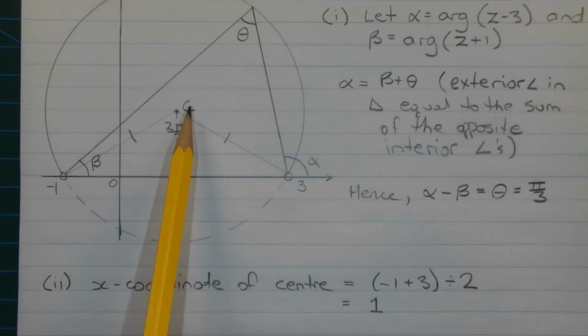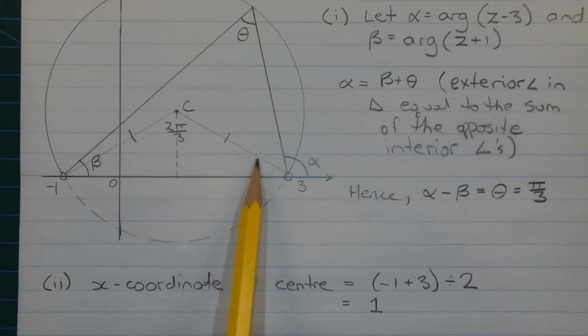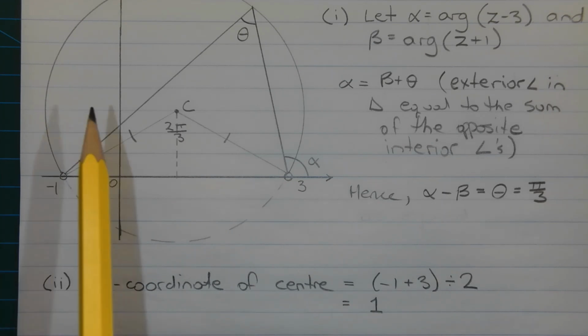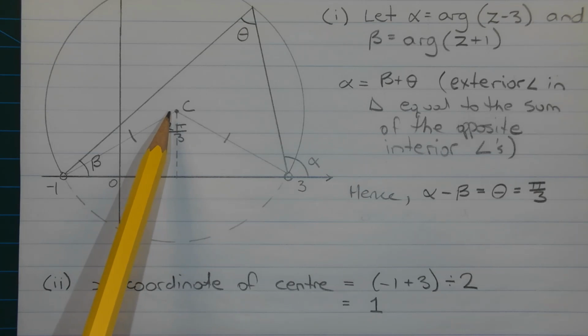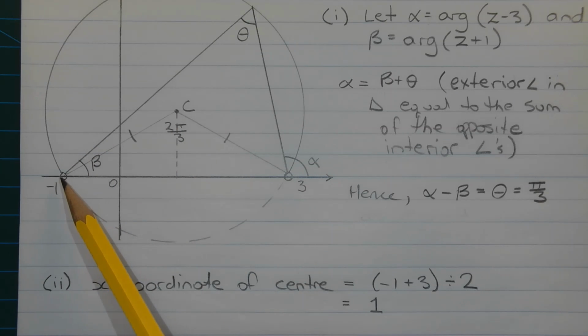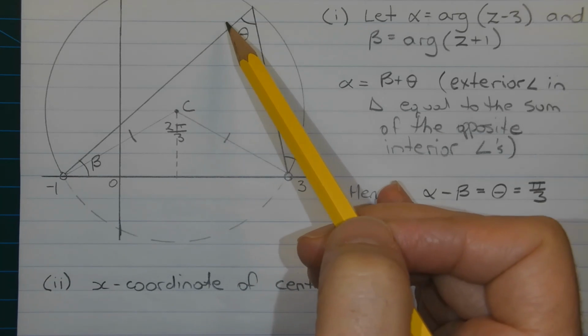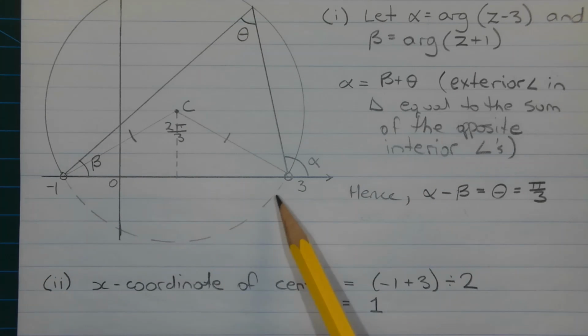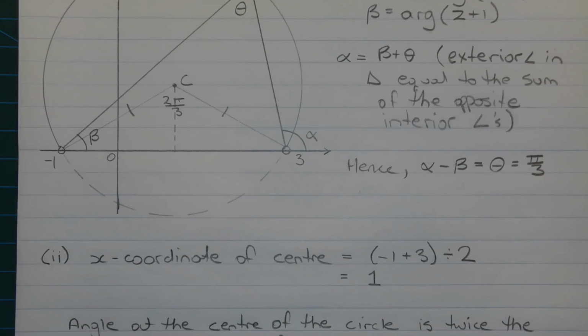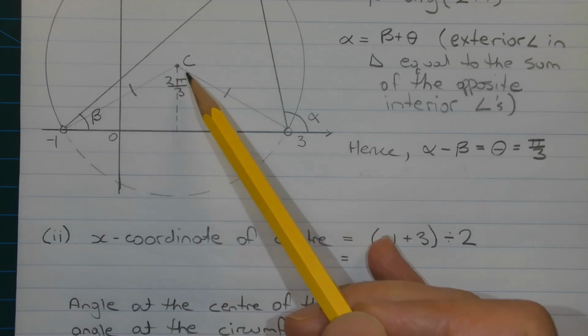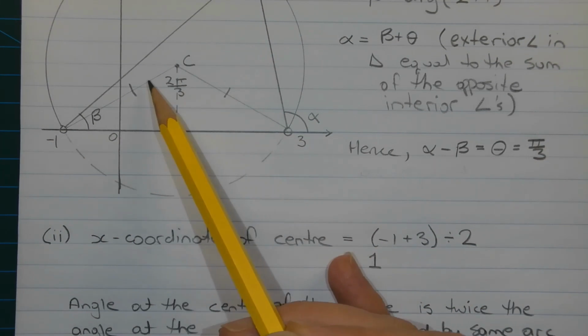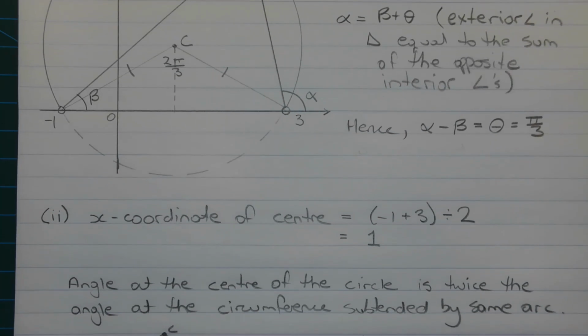Now to find the y-coordinate of C, we need to consider the altitude or the vertical height of this isosceles triangle. Now it's isosceles because the interval from the center of the circle to the circumference is equal to the radius of the circle. So we have two radii, here and here. Also note that the angle at the center of the circle is twice the angle at the circumference subtended by the same arc. So what I've done is to extract this isosceles triangle, noting that the angle at the center here is 2π/3.